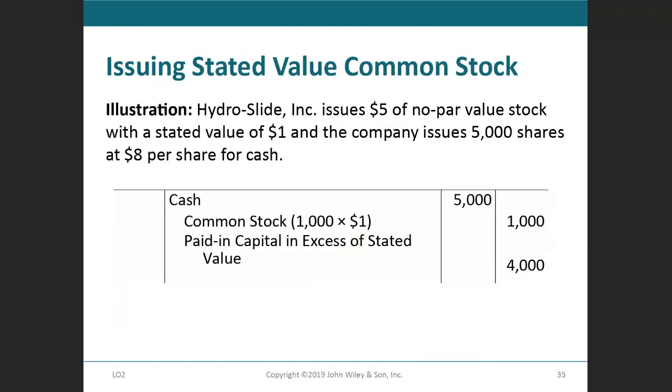Same thing if you have no par value and you have stated value. So this company issues $5 of no par value stock, but it has a stated value of $1. Same thing, instead of par value, you say stated value, right? If there is no par value and there is stated value, then the common stock is recorded at stated value and the extra capital is recorded as paid in capital in excess of stated value.